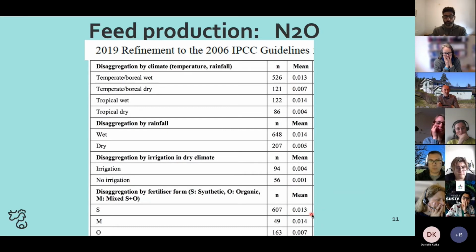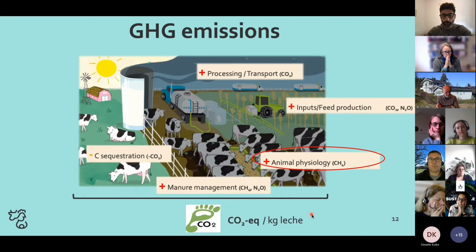And this is just a simple disaggregation. We can consider more aspects and more peculiarities of the system that can be more accurate in estimating how much nitrous oxide is produced. And this is what we aim to do in the project and in the scientific community in general.